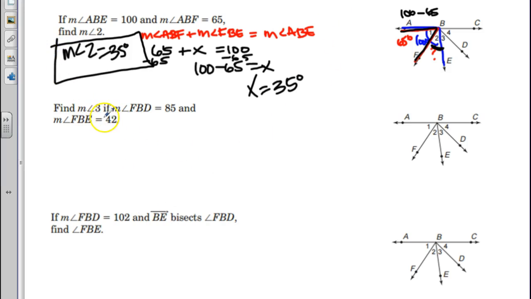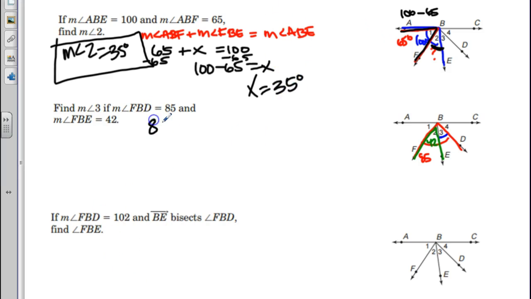Find the measure of angle 3. So let's go over here and look. We want the measure of that angle. If FBD is 85, so let me go ahead and mark that. FBD, this whole angle, is 85 degrees. And FBE is 42 degrees. So let's mark this guy. FBE is 42. So now we have the whole thing is 85, or these two angles 2 and 3 together is 85. We know that the measure of angle 2, or FBE, is 42. Again, we need to subtract in order to find that missing angle.